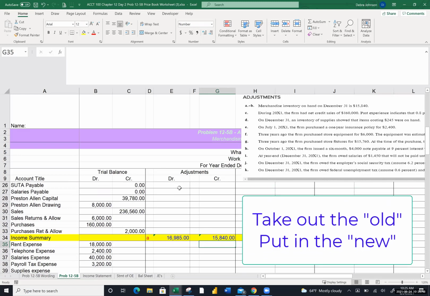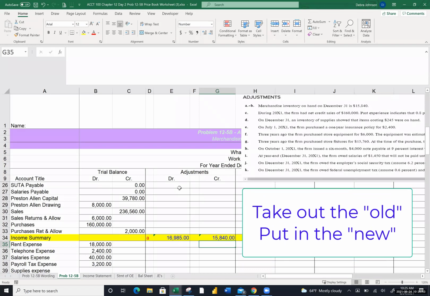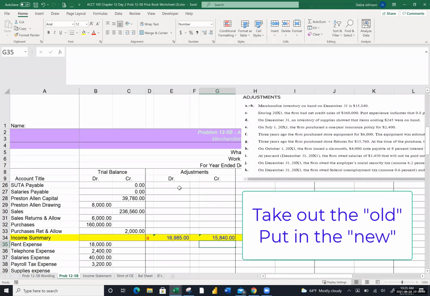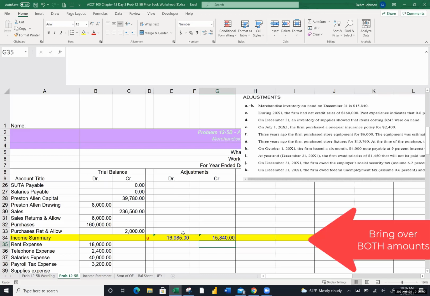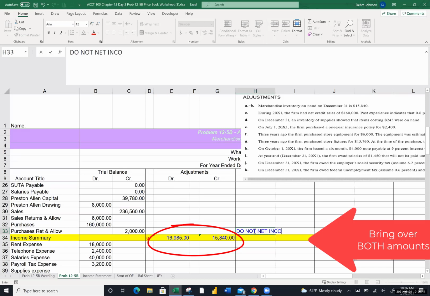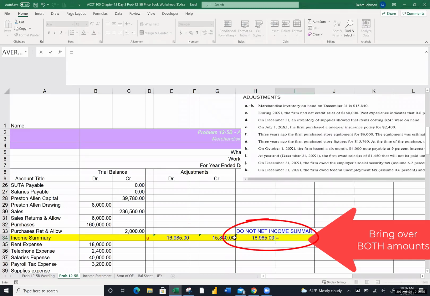Now here's the new part. Normally, when we do this worksheet, we foot across and we get an ending number. This is the only account where I want you to carry over both numbers to the adjusted trial balance. Okay, so I'm going to write a note in here. Do not net income summary. What that means is when you foot this across, carry both numbers over. So this is what this looks like. This is the new mechanical part. Everything else is going to be identical.